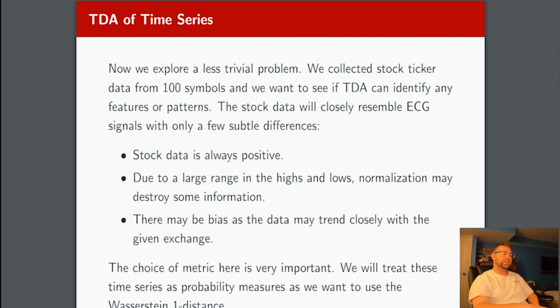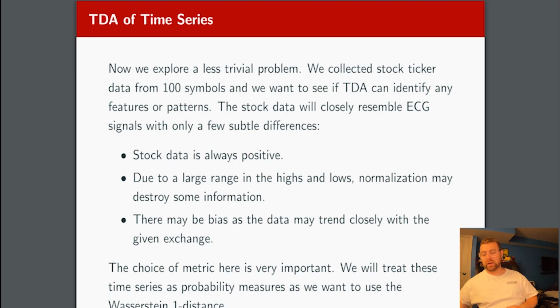So now we have some more ingredients, right? We have some signals. We have a good metric that we're going to use. Given this, we have these signals as data points. We have a Wasserstein metric, and we want to put those together and see what TDA spits out. Before we look at ECG signals, we wanted to look at another time series, just as another sanity check.